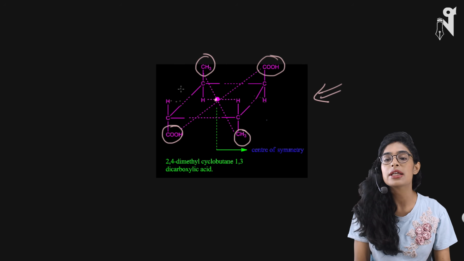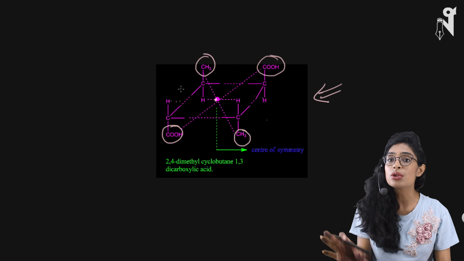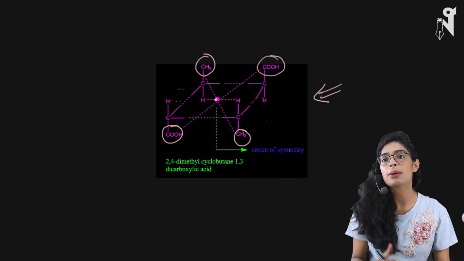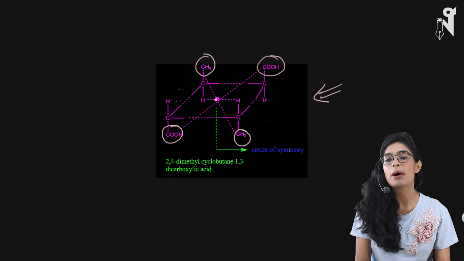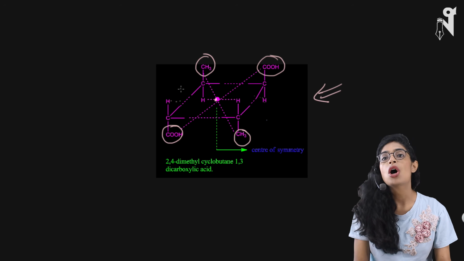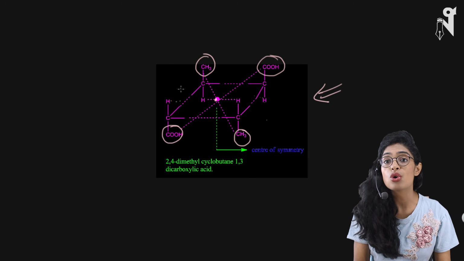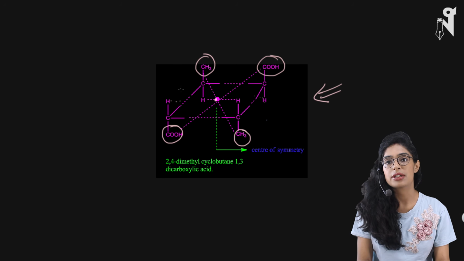Let's understand in depth. Now we have understood the concept. What we have to do is implement the same concept and see how different compounds behave, or how different compounds can show optical activity or chirality, and in which cases they cannot. So let's begin with the examples now.